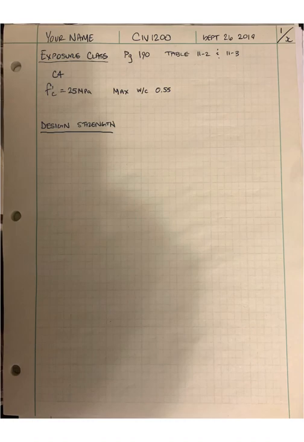Okay, so the design strength reference is on page 228, and we see two different formulas. So let's take a look at a couple of things. So F prime C is our required strength in MPa, and that is 25 MPa. And F prime C R is going to be our design strength.